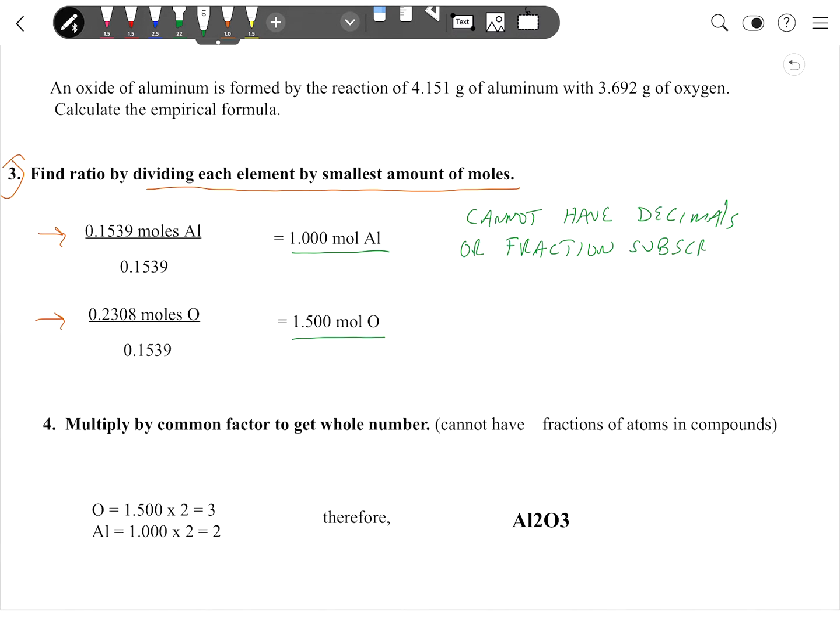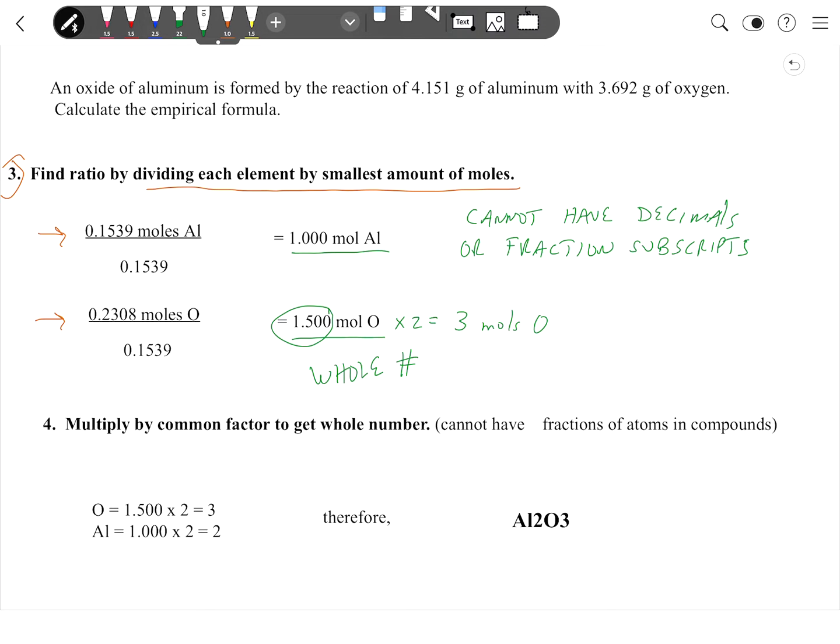Those don't work, okay? That's not what we say is legal. So what we have to do is multiply the 1.500 moles of oxygen by a number to make this number a whole number. We want it to be a whole number. We don't want the 1.5. So what we can do is multiply the 1.5 times 2, and that would give us a 3, okay? 3 moles of oxygen.